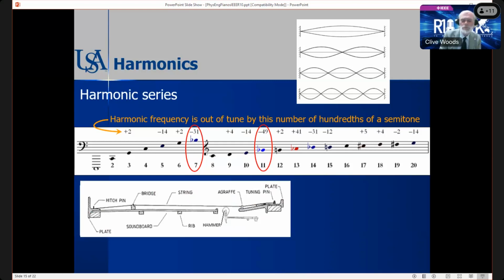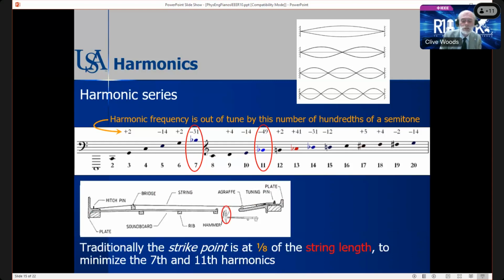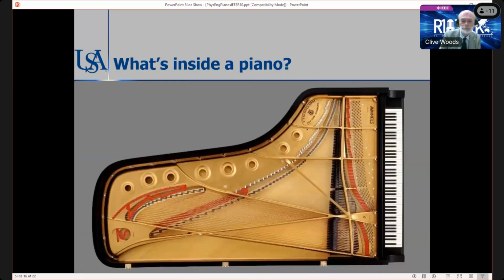So manufacturers know about that as well, and so traditionally on a piano, the strike point, that's where the hammer hits, is at 1/8 of the string length. So the distance from the hammer to the agraffe is 1/8 of the total distance from the bridge to the agraffe. And the point of doing that is it gets the nicest tone quality because it minimizes the out of tune harmonics. Minimizes the 7th and the 11th harmonics.